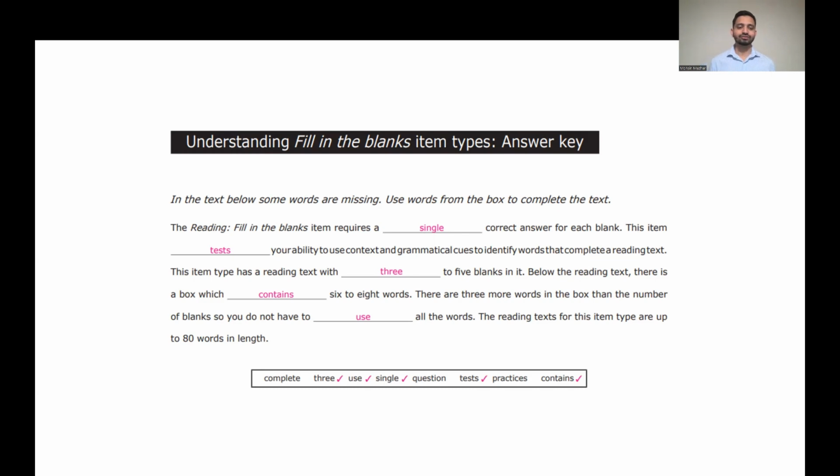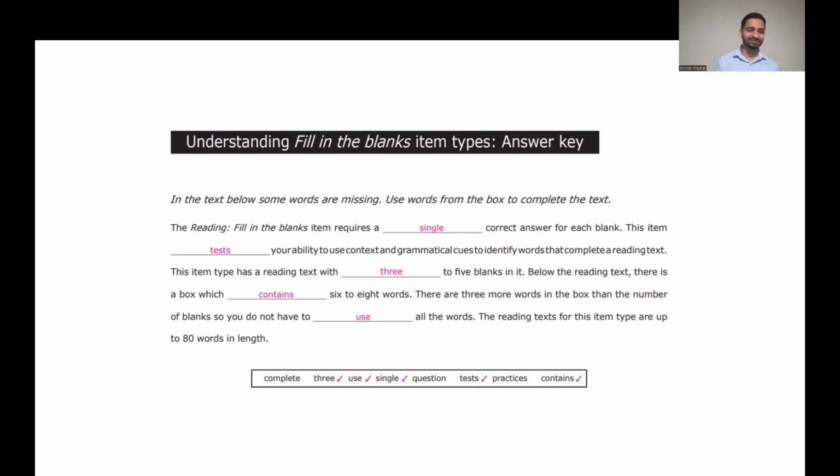This item tests your ability to use context and grammatical cues to identify words that complete a reading text. This item type has a reading text with 3 to 5 blanks in it. Remember that you're going to get either 3, 4, or 5. Below the reading text, there is a box which contains 6 to 8 words. It will always be 3 more, right? So you get 3 blanks. How many words are you going to get? You're going to get 6 words to choose from, right?